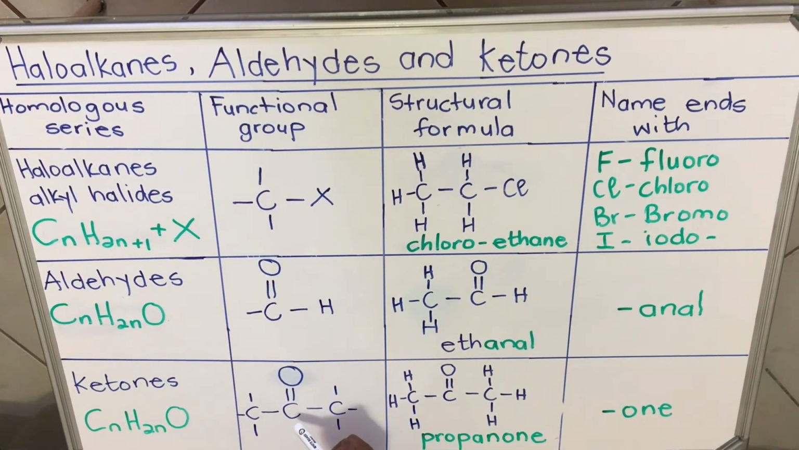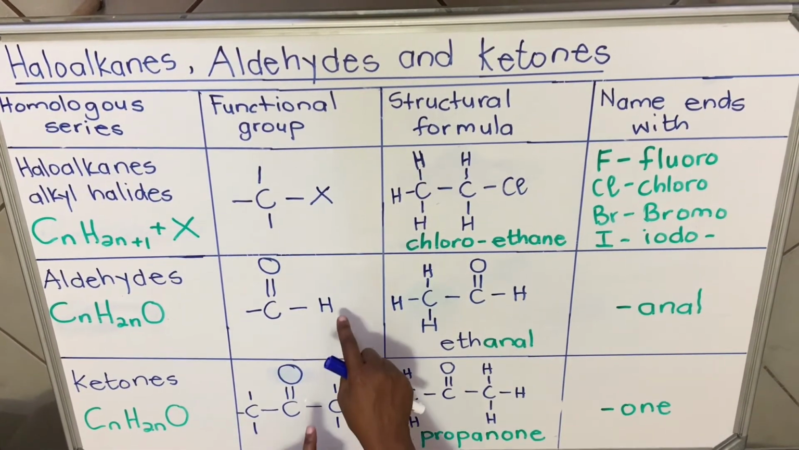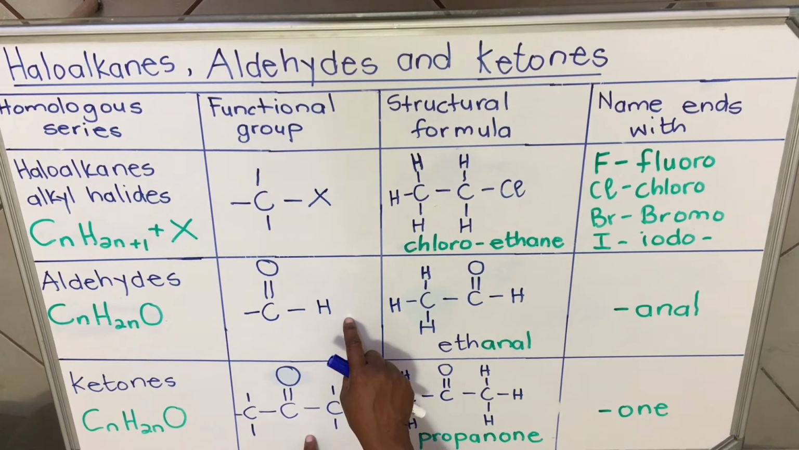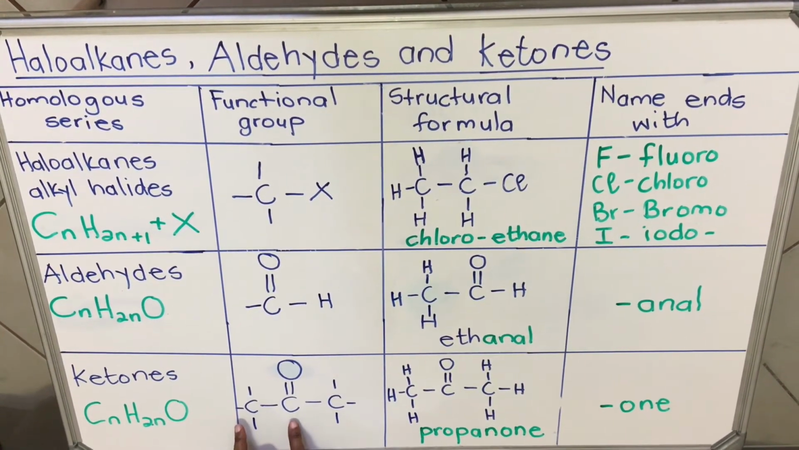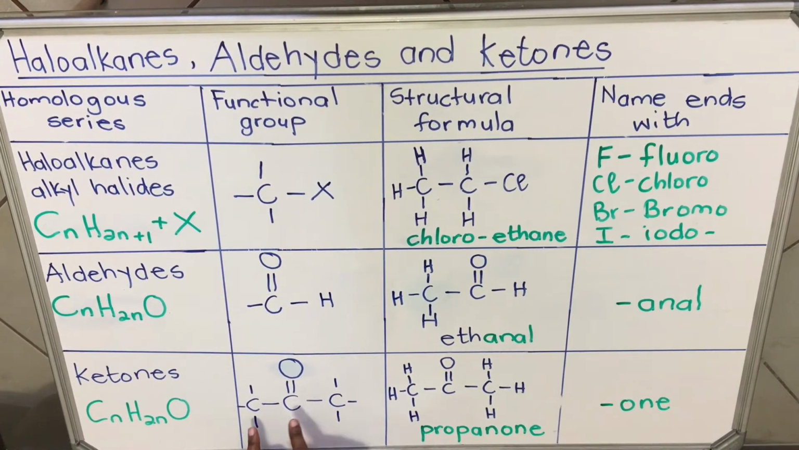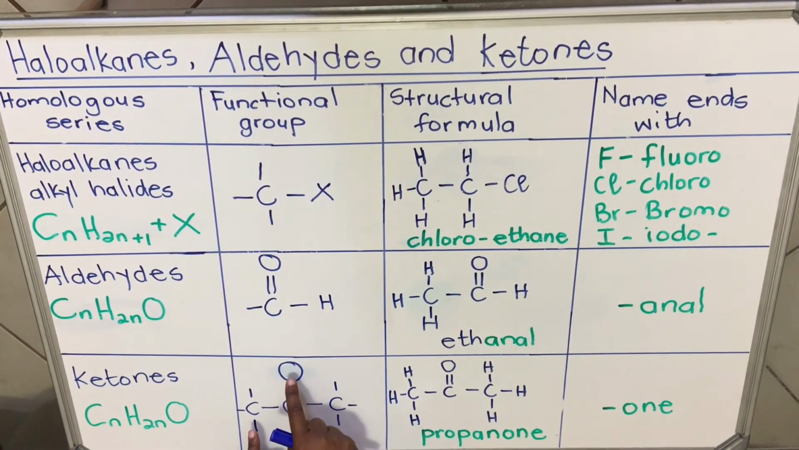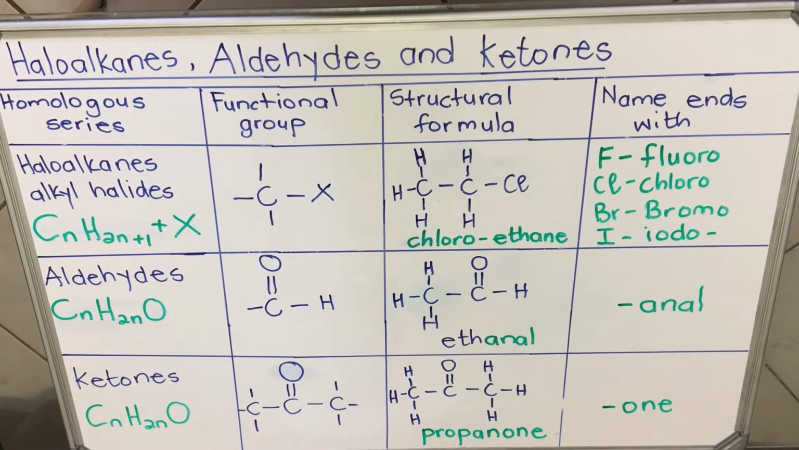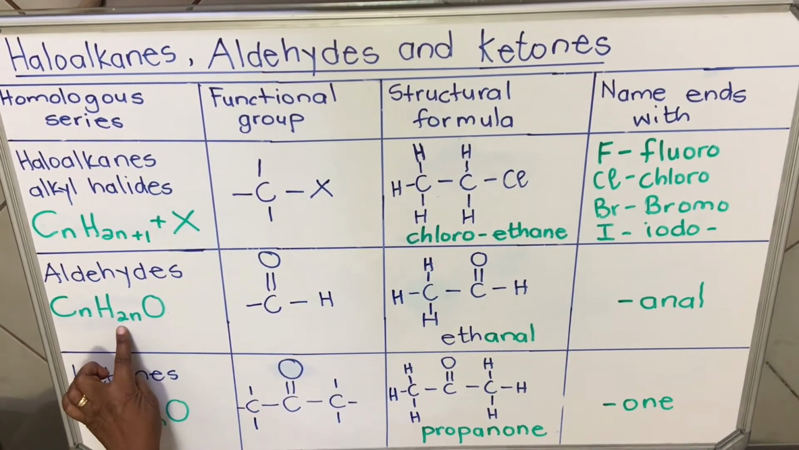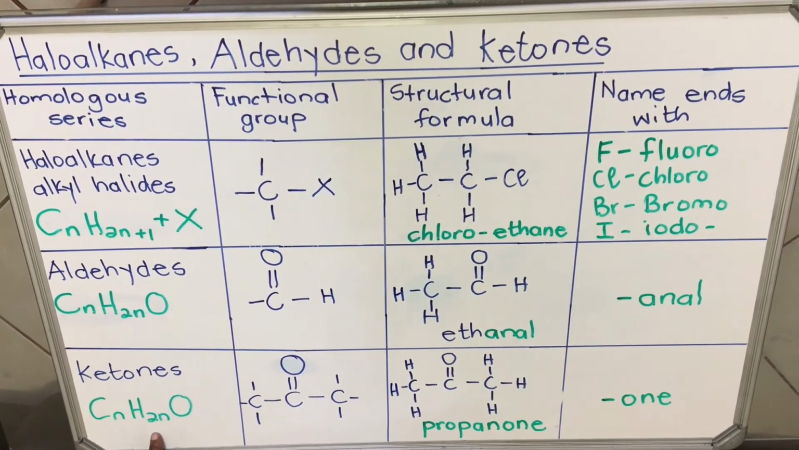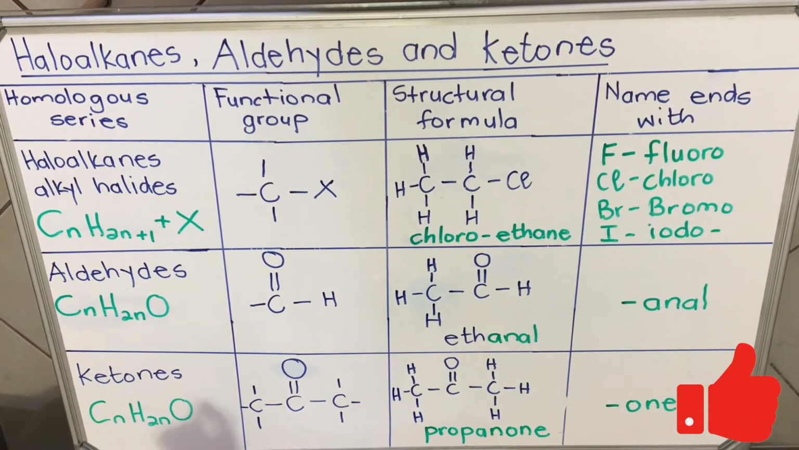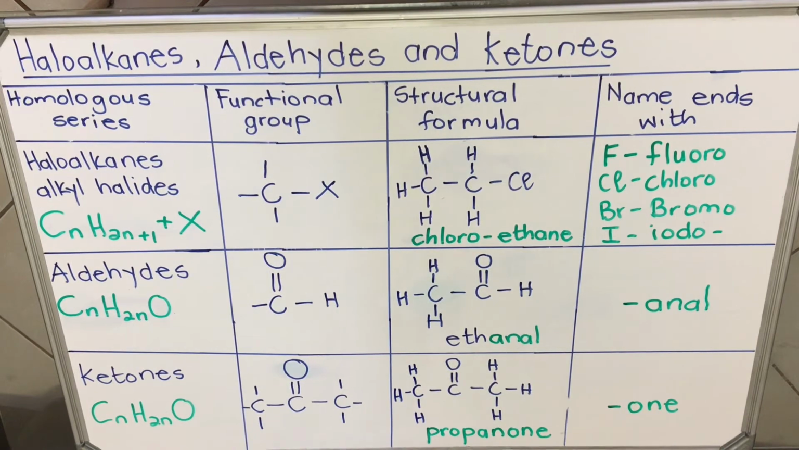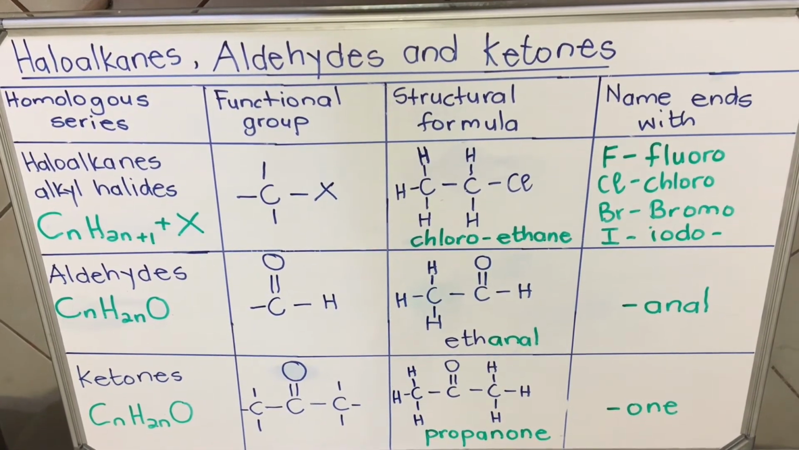When you look at the functional group of a ketone, this carbon has bonded with 2 other carbons. It will always be between 2 carbons. The carbon that has bonded with oxygen, that will be a ketone. So when you look at the general formula, it is the same. You would not tell from the general formula that this is a ketone or this is an aldehyde. You'll need a structural formula to see that.